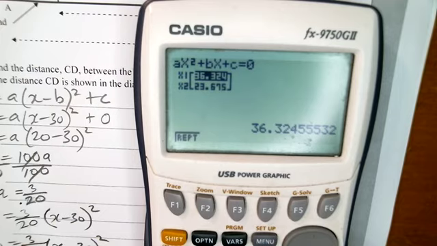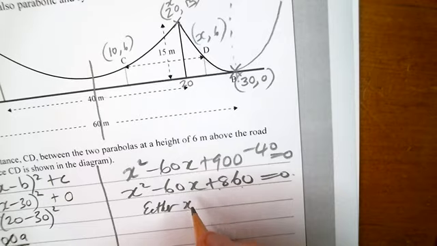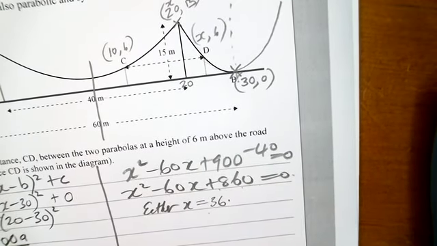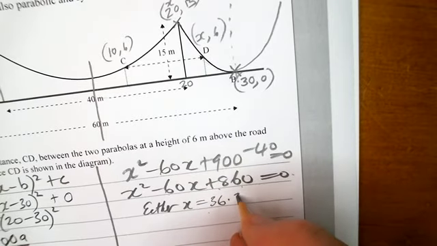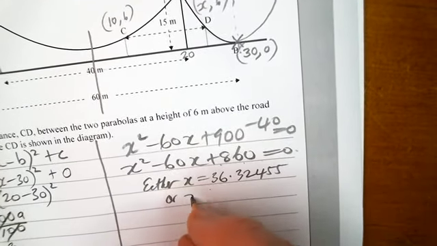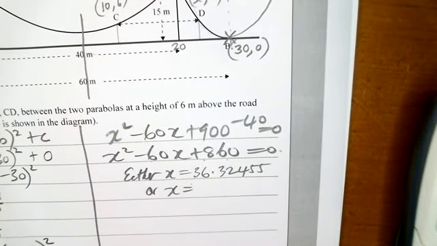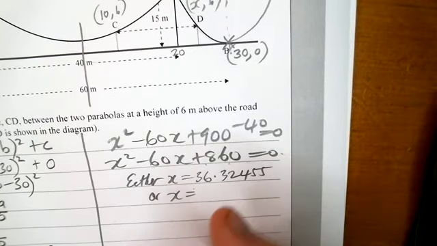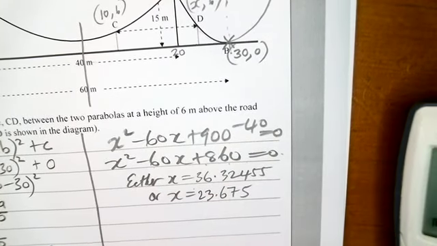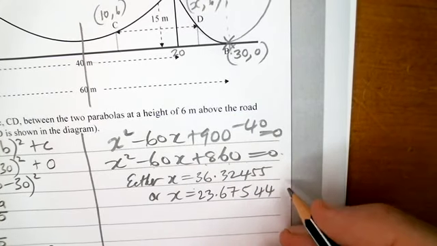So I'm going to write this down. So either x is equal to 36.32455, or x is equal to 23.675444. All right, so we'll just go with that.